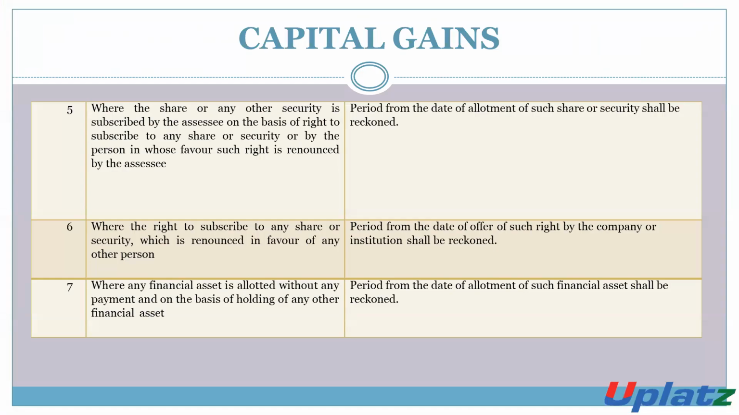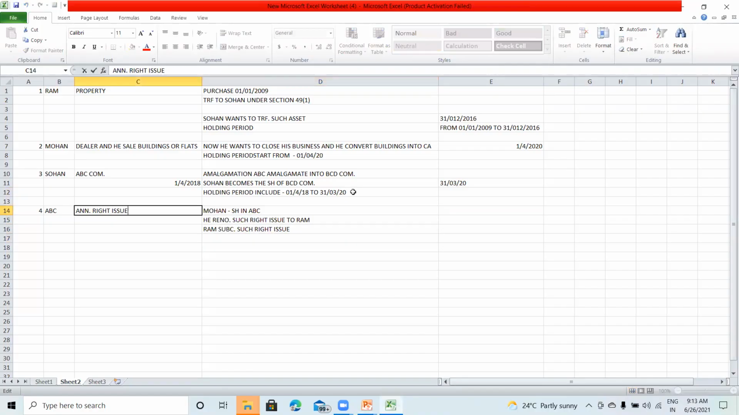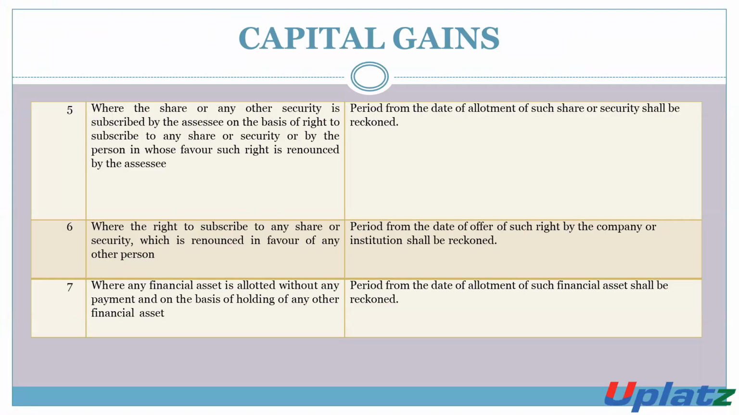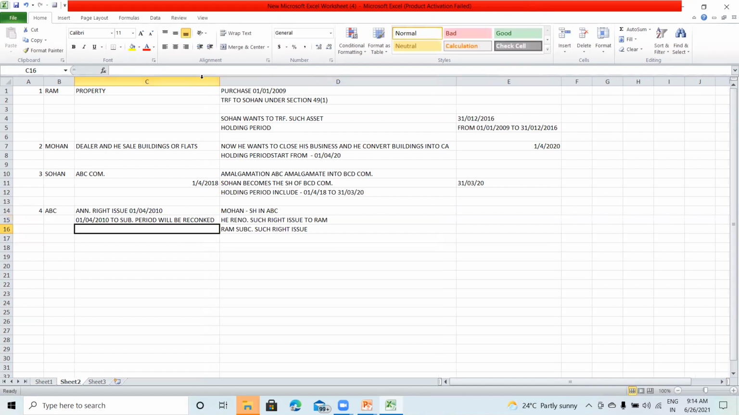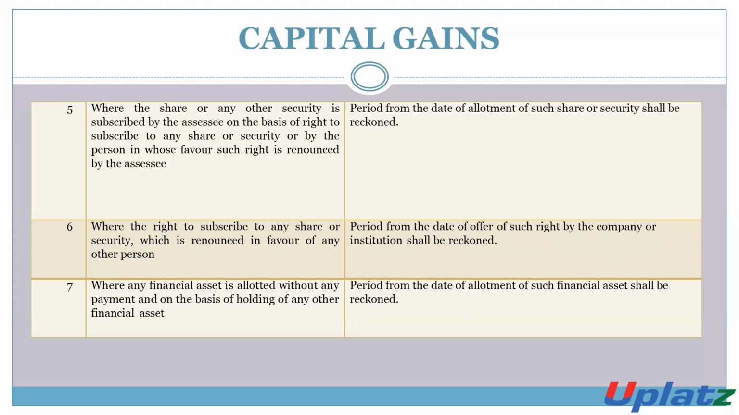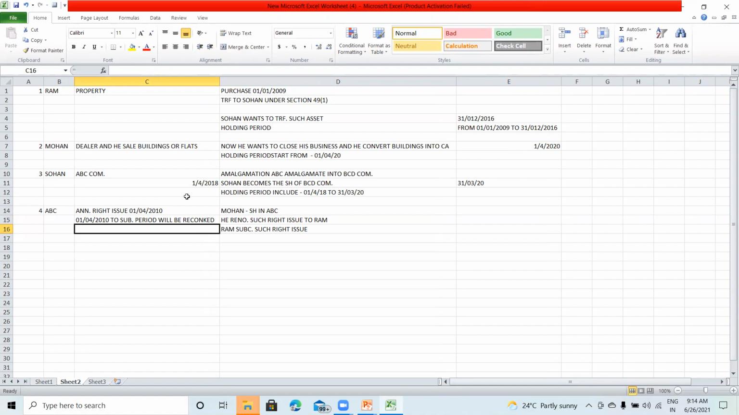Mr. Ram subscribed to such a rights issue. In this example, it is announced on 1st April 2010. Then the period from the date of offer of such rights issue by the company or institute shall be reckoned, meaning the period from 1st April 2010 to the subscription period will be reckoned when we calculate the holding period.